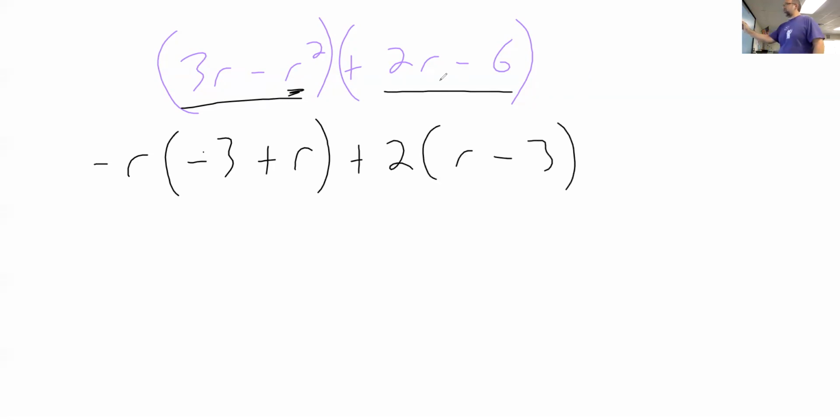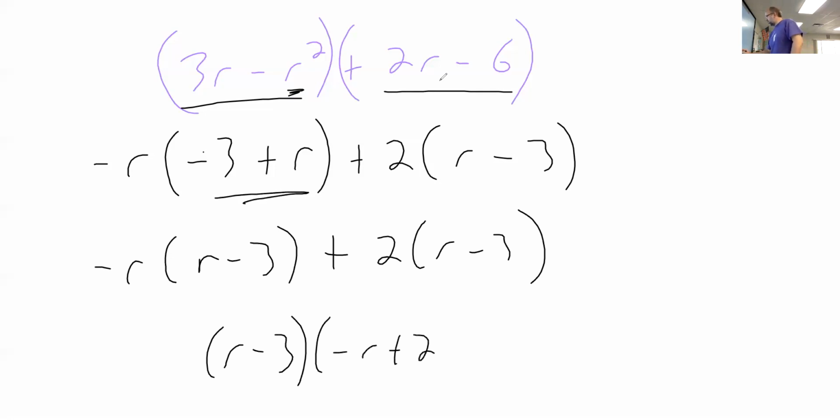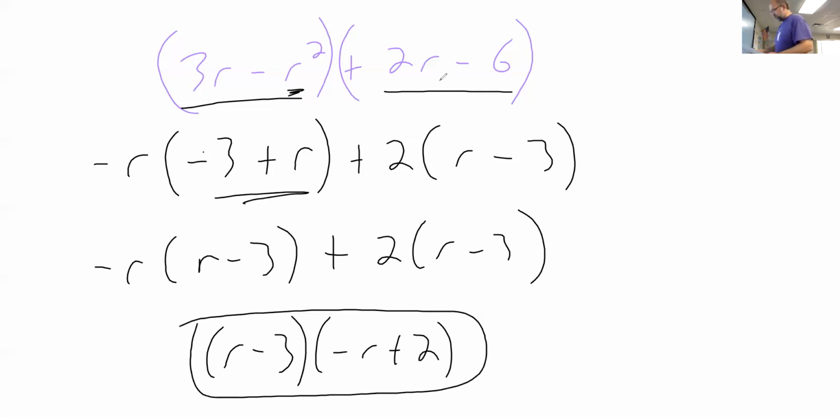So now we're on track. We're looking close. We just have to flip those two around: minus r times r minus 3 plus 2 times r minus 3. All right, now we've got them the same. So now we can factor out together, and then the remainder. All right, there's that one. Good job.